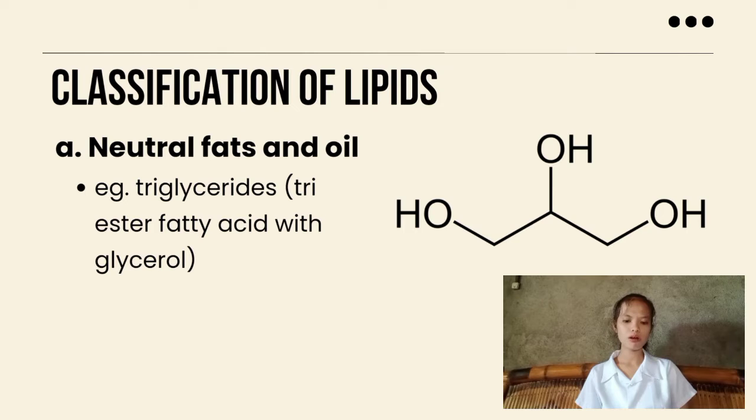There are two types of simple lipids. First was the neutral fats and oil. Example of this is triglycerides. When we say triglyceride, it means 3 ester fatty acid with glycerol. When we have 1 ester fatty acid with glycerol, we call it monoglycerides. When we have 2 ester fatty acid with glycerol, we call it diglycerides. These neutral fats and oil are uncharged and do not contain acidic or basic groups.